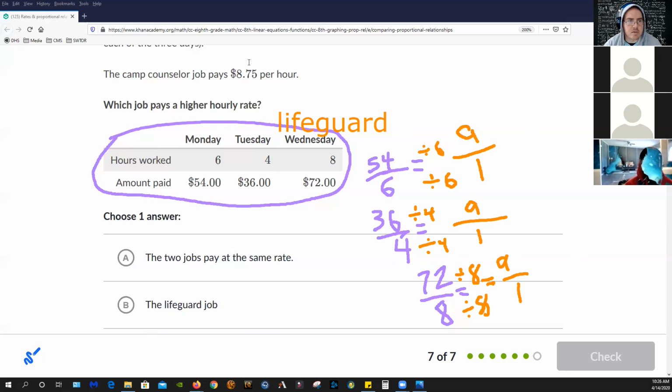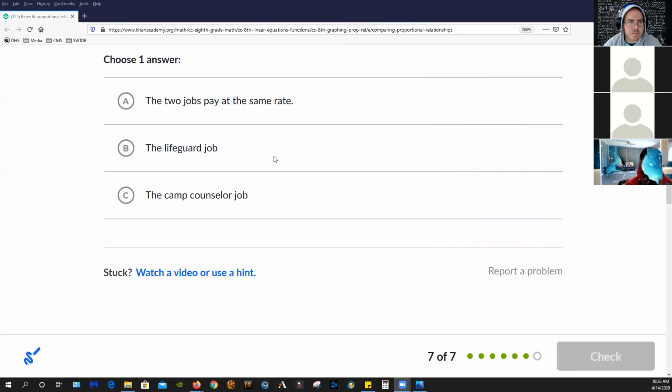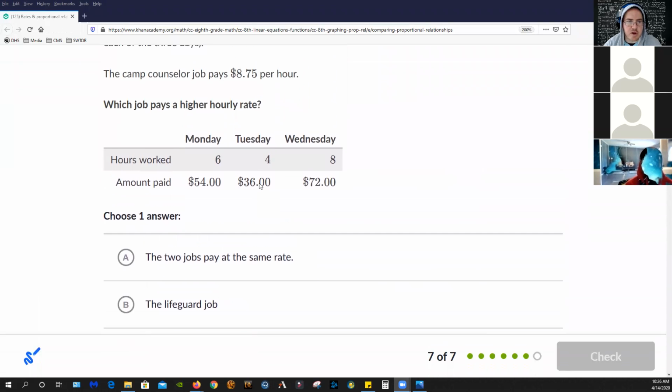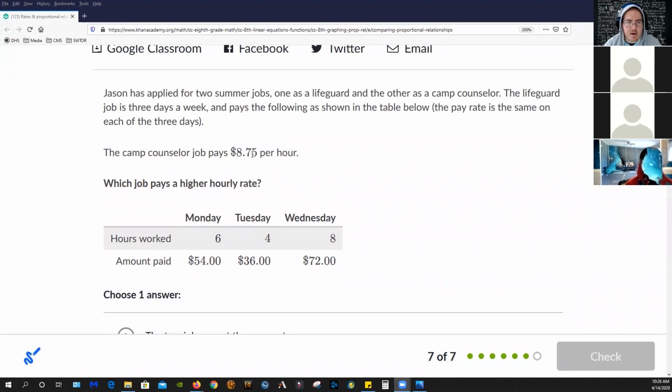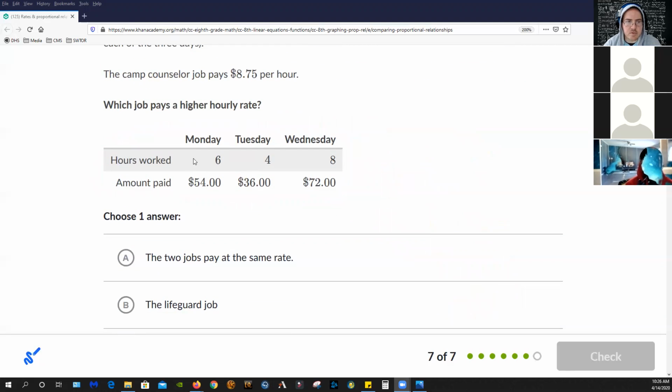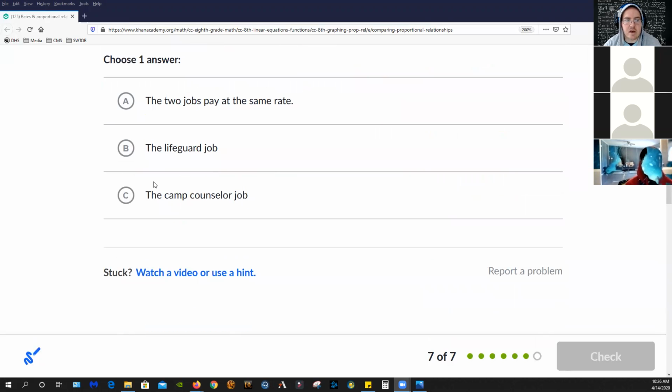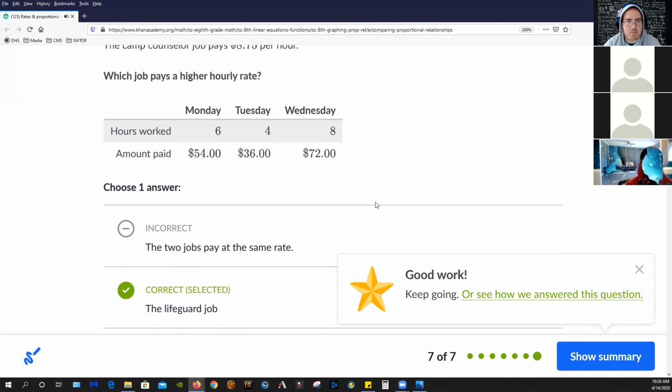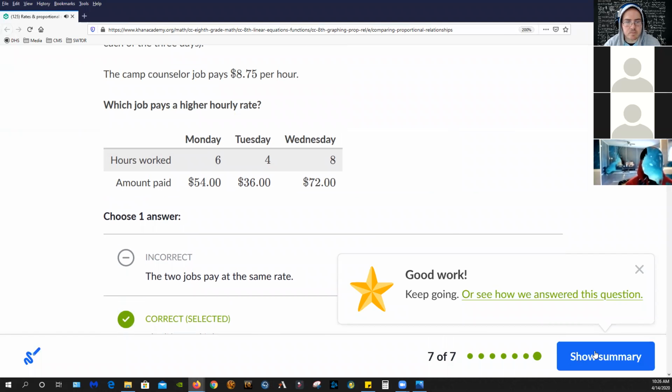So the question remains, which problem has the higher hourly rate? They pay the same, the lifeguard job or the camp counselor job. Now the camp counselor paid $8.75 an hour, and after doing our number crunching, we saw that the lifeguard job paid $9 an hour. So it's gonna be the lifeguard. Sweet.